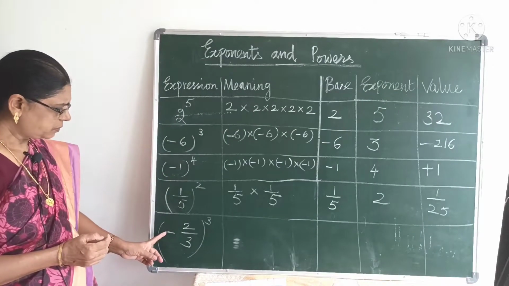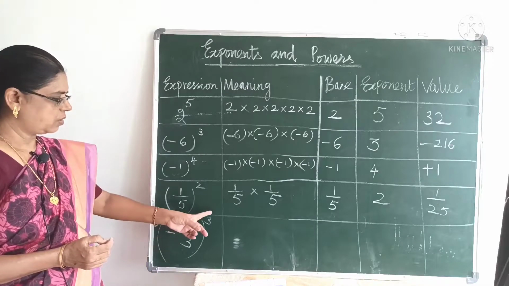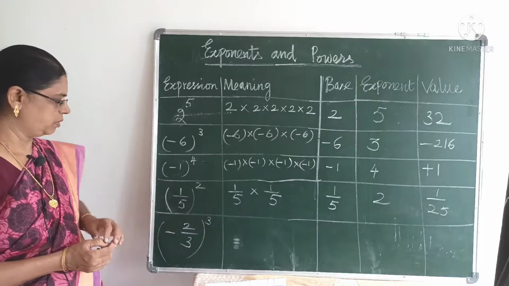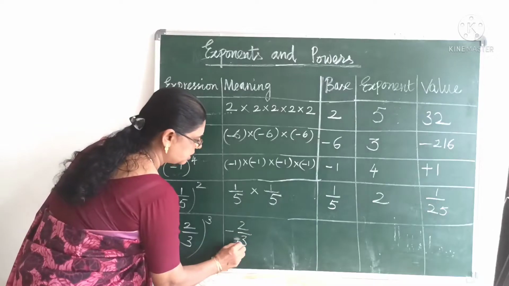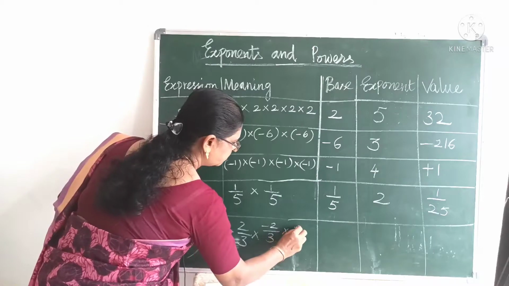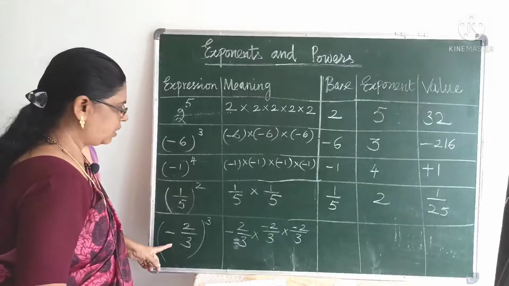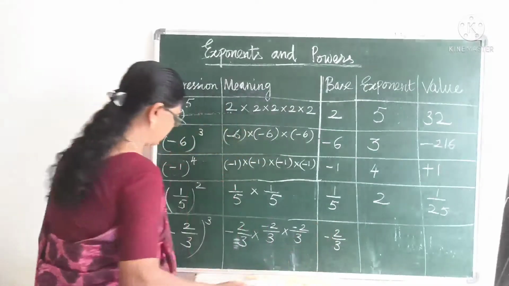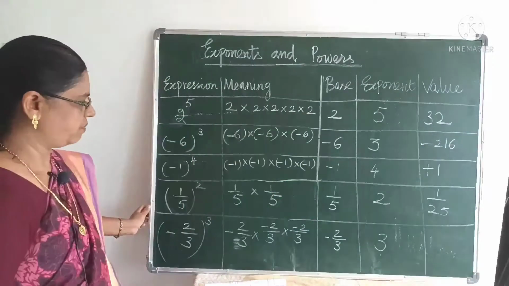Next one. Minus 2 upon 3 whole cube. When the power is 3, read it as cube. So minus 2 upon 3 is taken repeatedly for 3 times. What is its base? Base is minus 2 upon 3 and the exponent is 3. Let us find out its value.